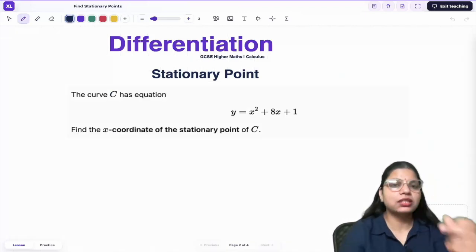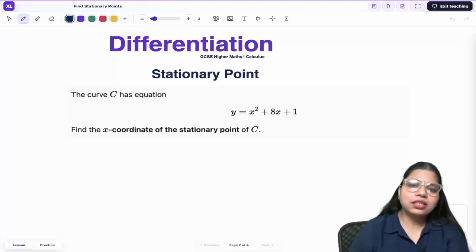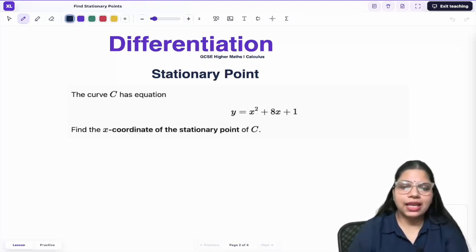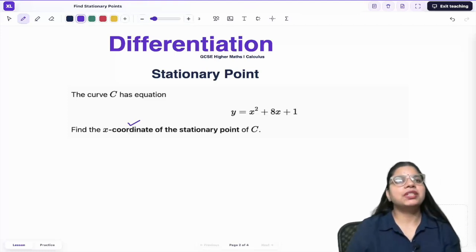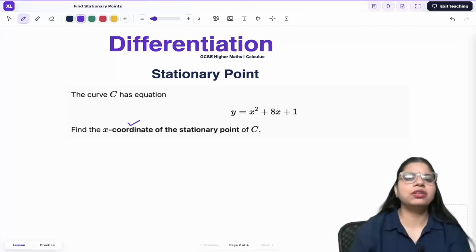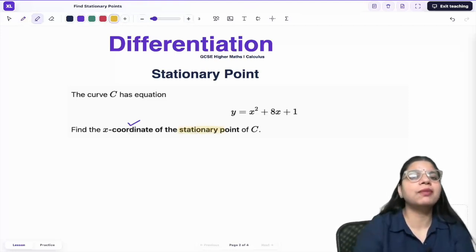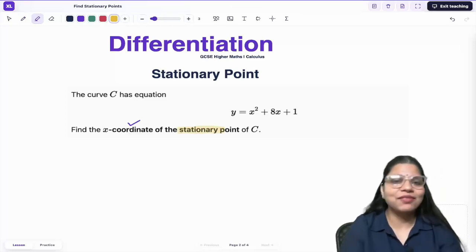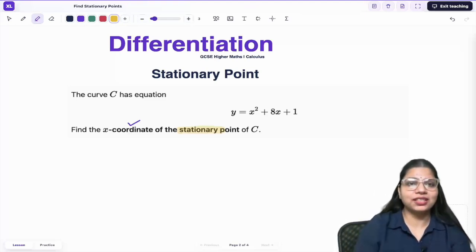Now let's look at the questions based on this. We have a curve C which has the equation y equals x squared plus 8x plus 1, and we have to find the x coordinate. Something like this we already did in our previous lesson, but that time we had some gradient given. This time we have no gradient given, no? But we have a very important piece of information. Every question comes with its own solution, so they are all connected with their solution. We just have to dig it out a bit more to really get it, right?